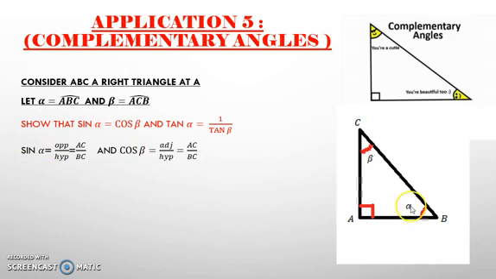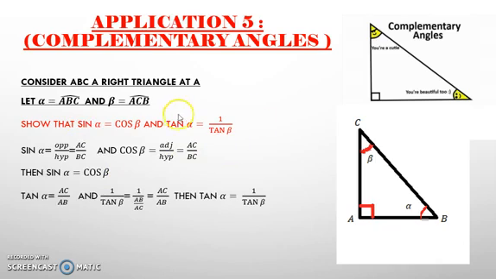We know that sine alpha is equal to the opposite side over the hypotenuse. Then sine alpha is equal to AC over BC. And cosine beta is equal to the adjacent side of the angle beta over the hypotenuse. So cosine beta is equal to AC over BC. And we see that these two ratios are equal, then sine alpha is equal to cosine beta.